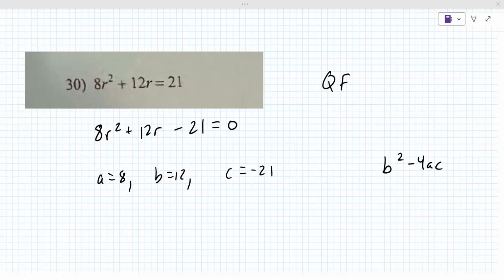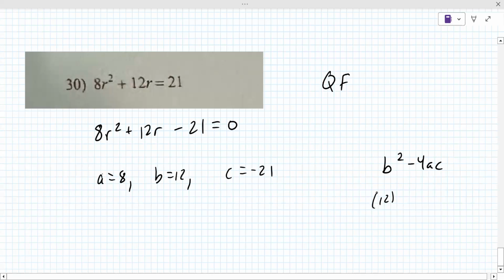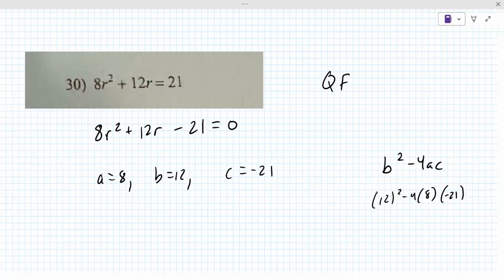That's usually where I start with students. I say, okay, let's get the discriminant right. Let's see if we've got that value under the root the same. So then you would end up getting, I'm having like a brain fart right now. 12 squared minus 4 times 8 times minus 21. Yep. So then 8 times 21 is negative 168.